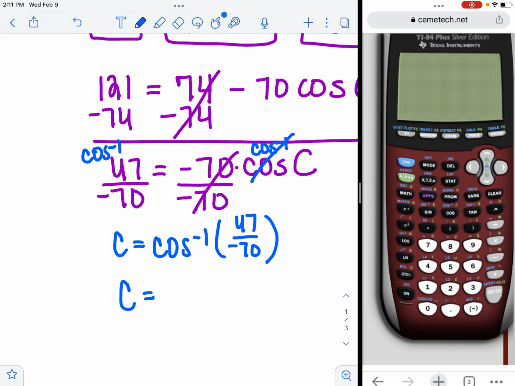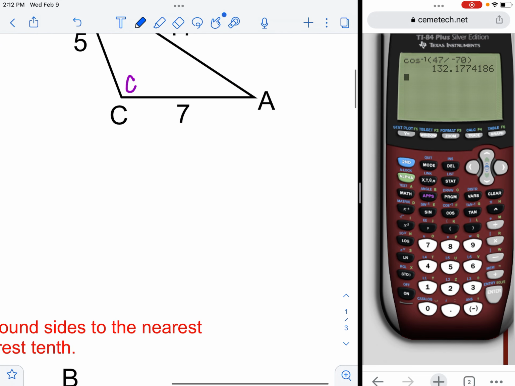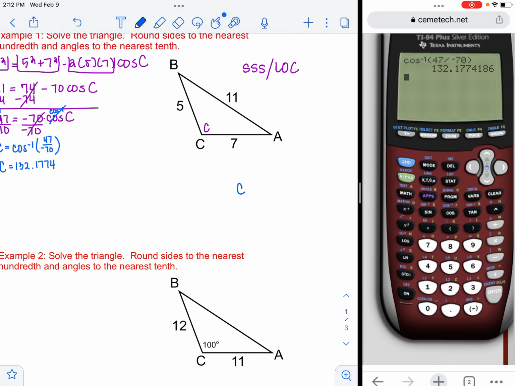Now I'm going to go ahead and put this in my calculator. Cosine inverse 47 divided by negative 70. Hit enter. My calculator is already in degree mode. I already checked. It's 132.2 degrees. Now, that's my final answer, but this is my first answer when solving, and I know I have to use it again. So I'm going to write down 4 decimal places: 132.1774. Now I'm going to go over to where I'm going to write all my answers. I'm going to write down the rounded answer: C equals 132.2 degrees. So I'll box that because that's going to be my final answer for that angle.